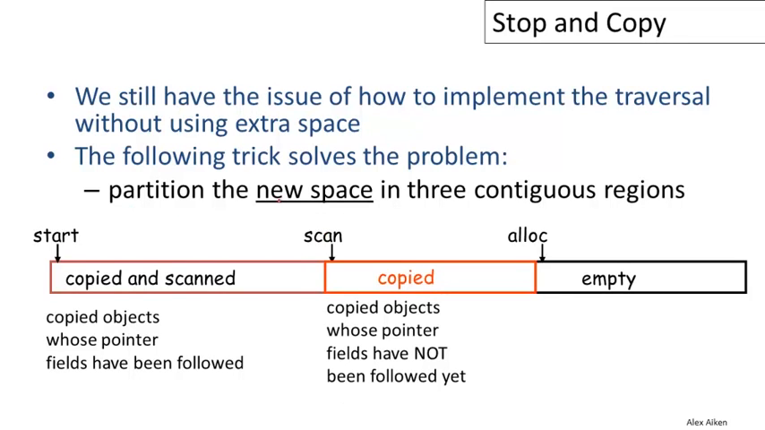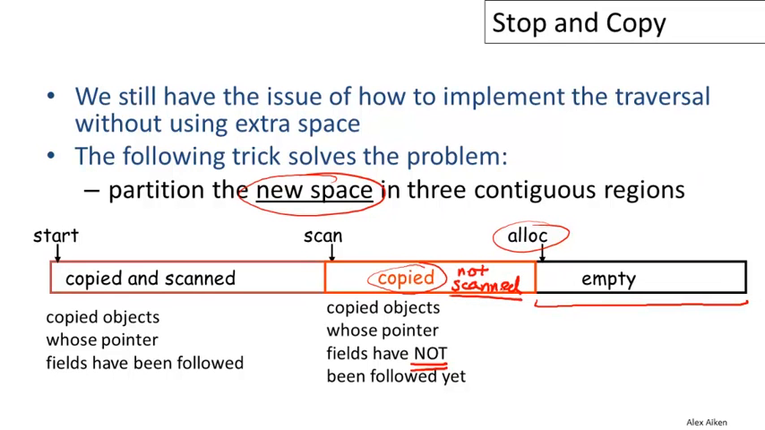We're going to partition the new space, and this is just the new space here, into 3 contiguous regions. Let's start with the one at the far right. We're going to have the empty region where we're allocating new objects, and there's an allocation pointer that points to the beginning of that region. This is the region that we're filling up with objects that we're copying over, and this is just empty, unused space. Now, immediately to the left of that region are the objects that have already been copied but not scanned. Okay, this is copied and not scanned.